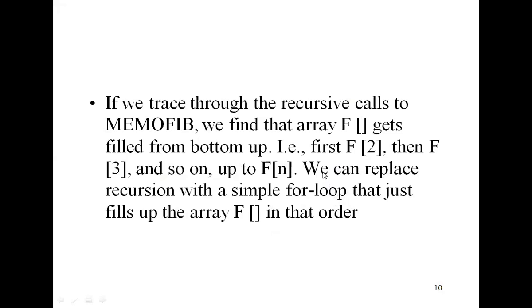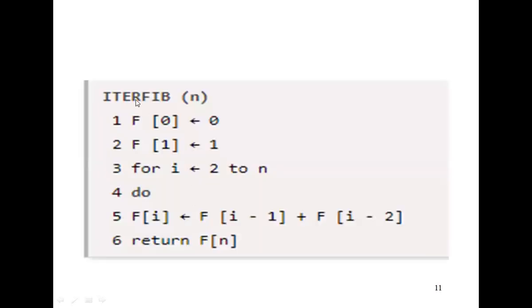That means in the recursive procedure we are calling the same function again. So replace the recursive procedure with the iterative procedure. In this case we are using the for loop to calculate the Fibonacci series numbers. So see the iterative fib function. F of 0 is assigned 0, that is the first number in the Fibonacci series. The second number in the Fibonacci series is 1, f of 1 is equal to 1.